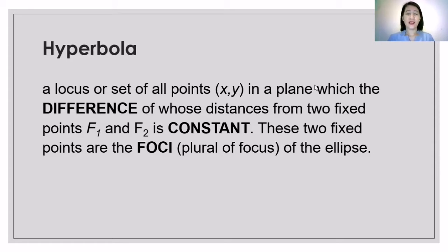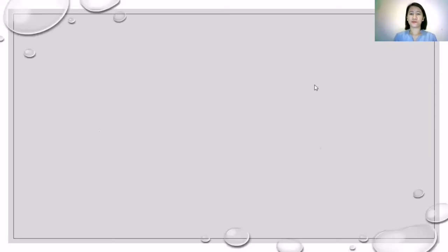Now, if you remember, for ellipse, we use the sum of distances. This time, we have the difference of the distances. So, as you can see, we might be having almost the same parts, almost the same equation, but of course, from the term itself, we will not be adding anymore. We will now be using subtraction.